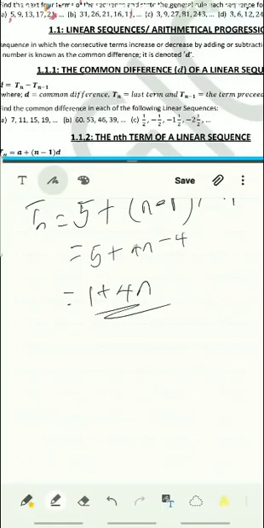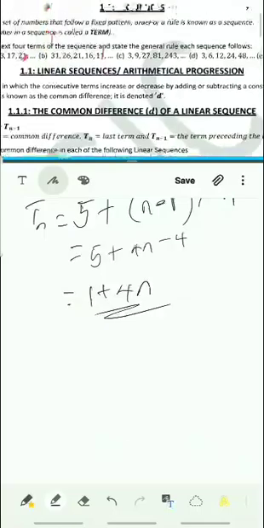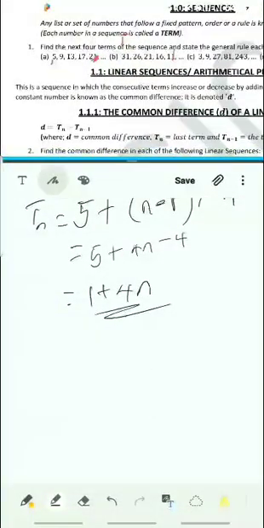So when you see a sequence that is increasing or decreasing, or let me put it this way, when you see a sequence that is increasing or decreasing, and the pattern by which it is increasing or decreasing is gotten by either adding a constant number or subtracting this constant number, then you know that sequence is what? It is a linear sequence.